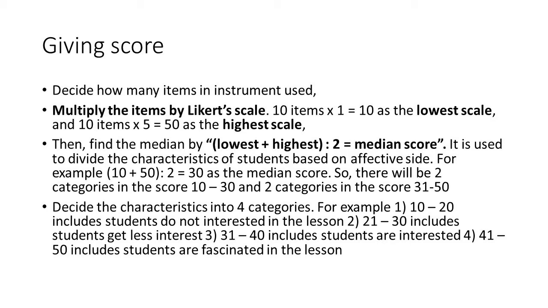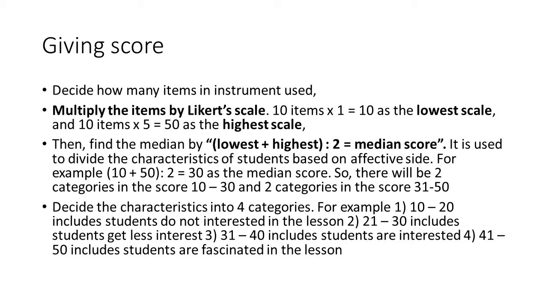So in giving the score, we need to decide how many items in the instrument are used. For example, I will use 10 items to assess student interest. Then multiply the items by the Likert scale. From 10 items, I will multiply it by 1 to find the lowest scale, and 5 to find the highest scale.